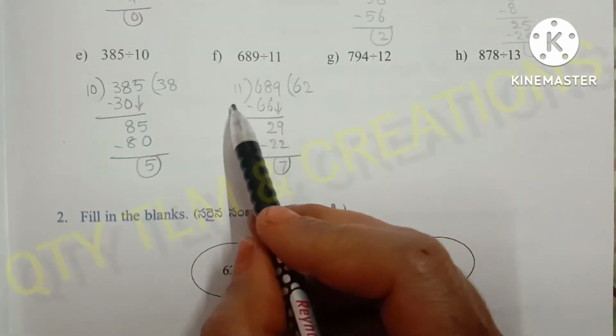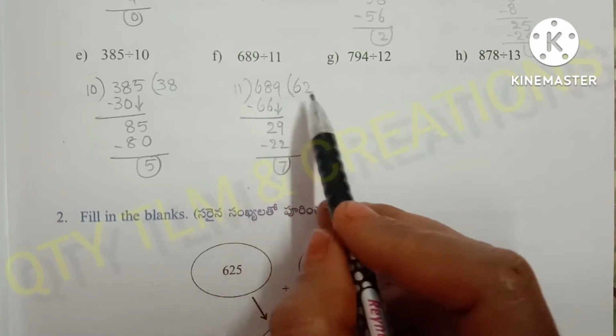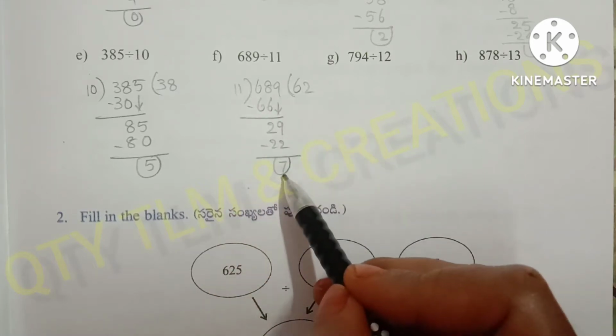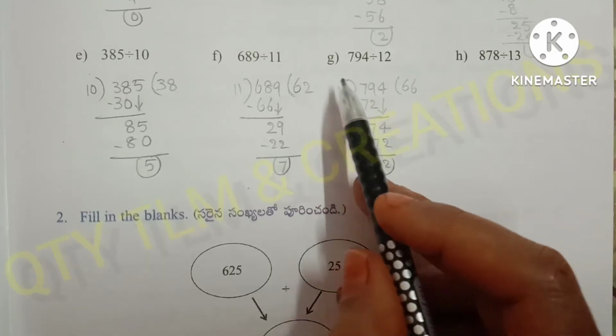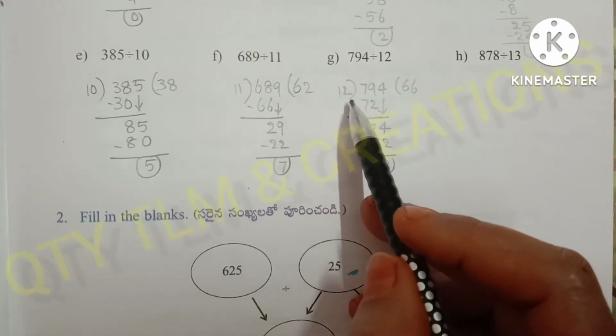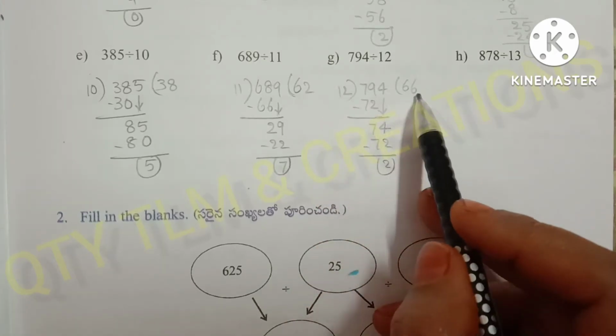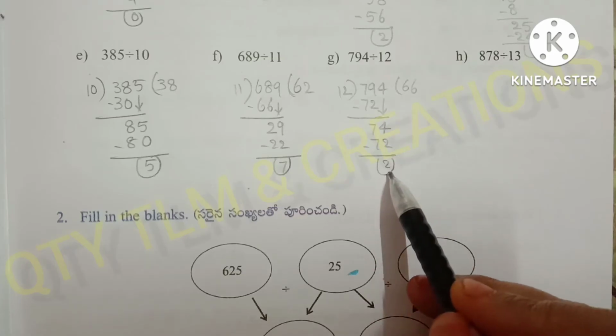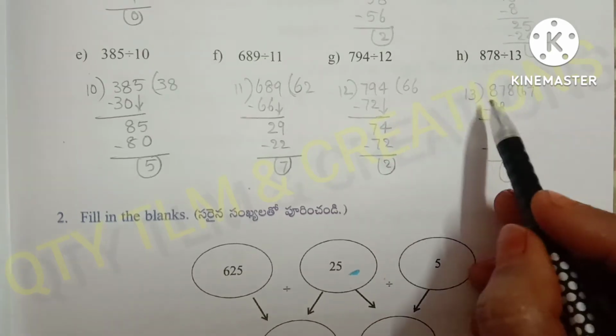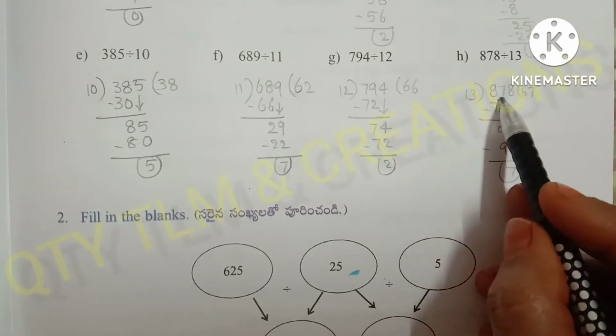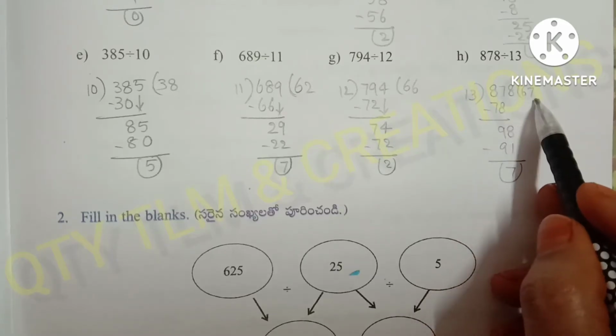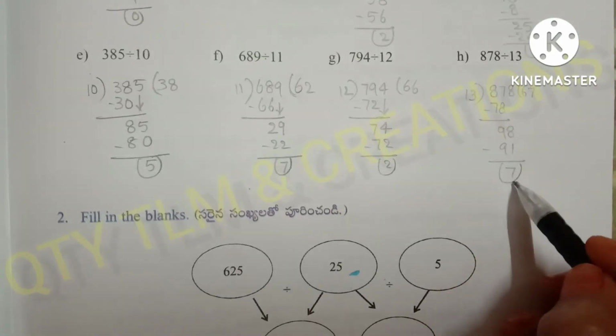Next, 11 divides 689 for 62 times and remainder is 7. Next G, 12 divides 794 for 62 times and remainder is 2. Next H, 13 divides 878 for 67 times and remainder is 7.